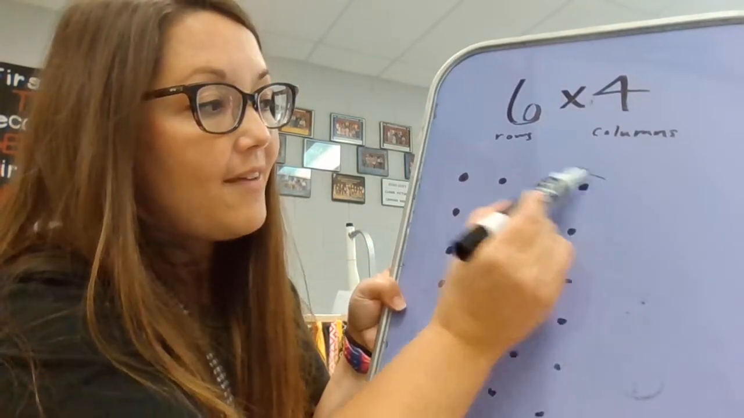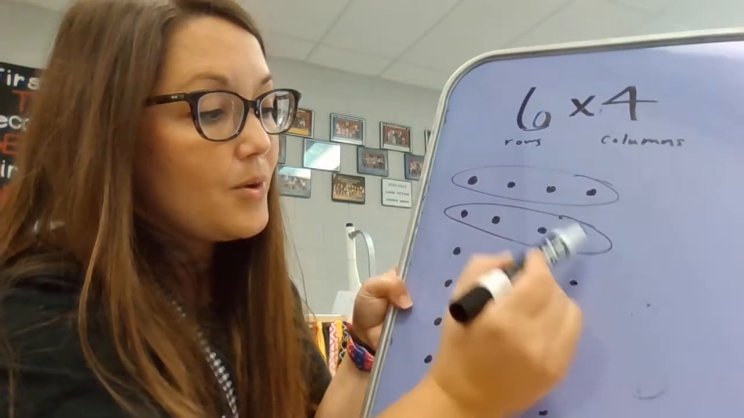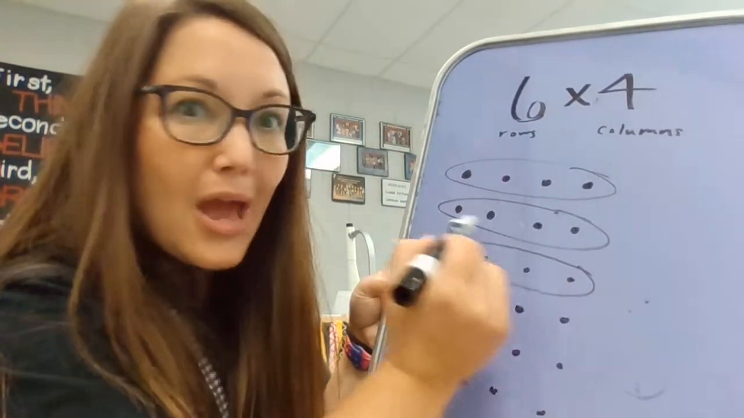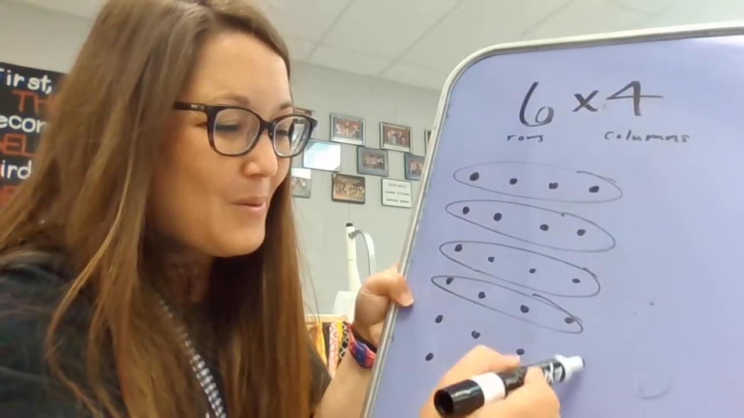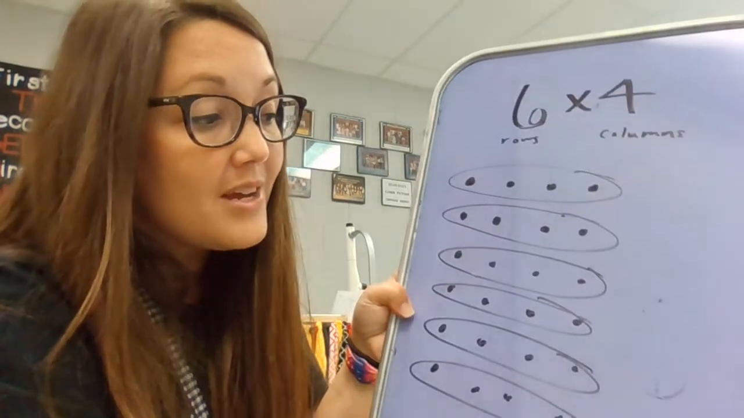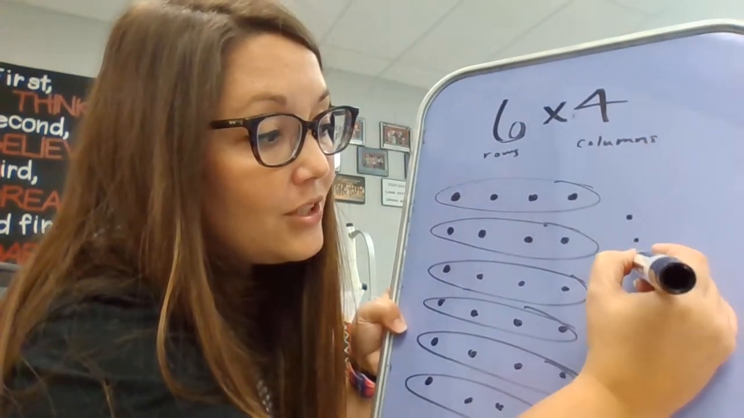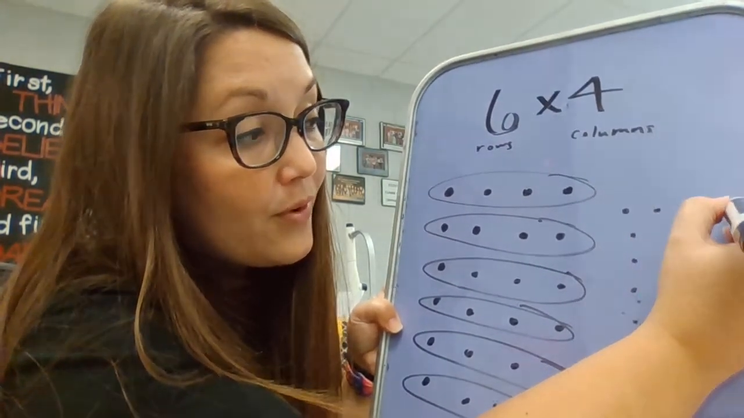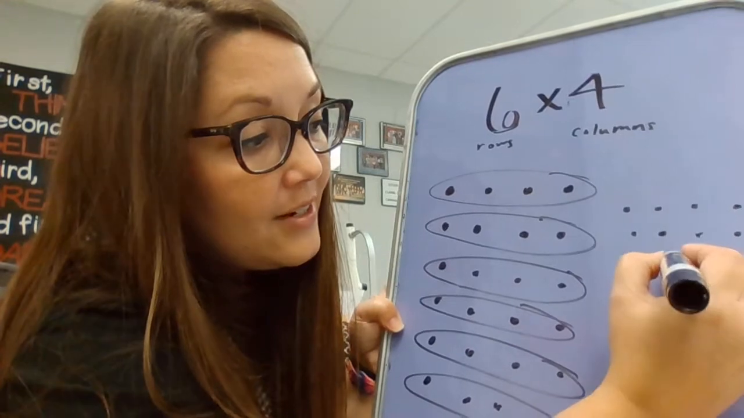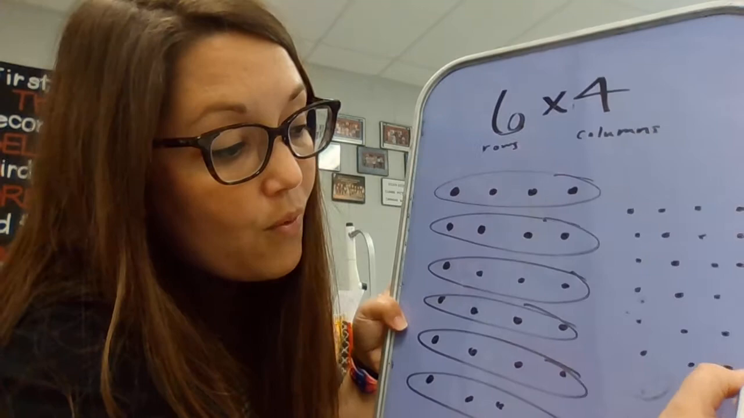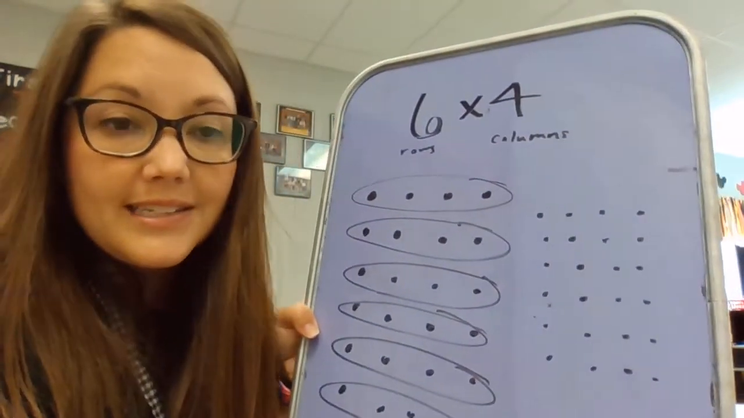Because if I take this, I have a group of 4, a group of 4, a group of 4, a group of 4, a group of 4, and another group of 4. I have 6 groups of 4. So my array, 1, 2, 3, 4, 5, 6, 1, 2, 3, 4, fill it in for my 6 rows and 4 columns.